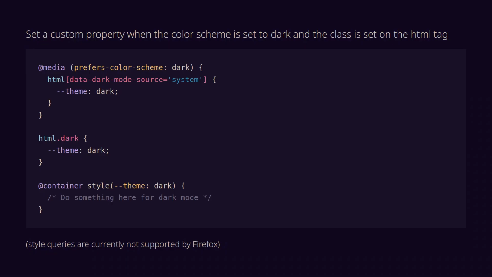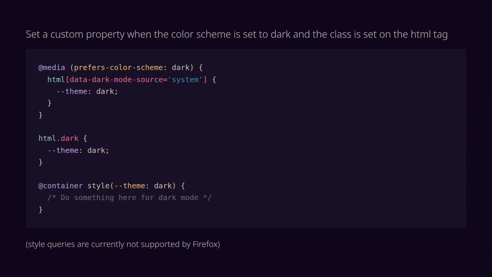So we're going to apply it using the preferred color scheme dark media query. And here we're using that data attribute that the module set on the HTML tag, so that we can make sure that we're not accidentally setting this if the user has actually manually set to light mode, and that's the default for the module. So we want to make sure that we're only targeting this when the selection is set to system. And we're going to set our custom property. The theme is going to be dark.